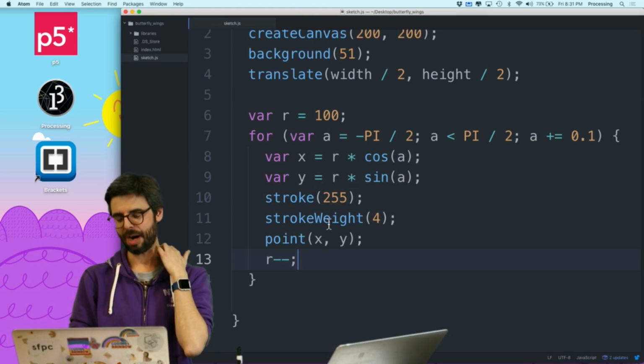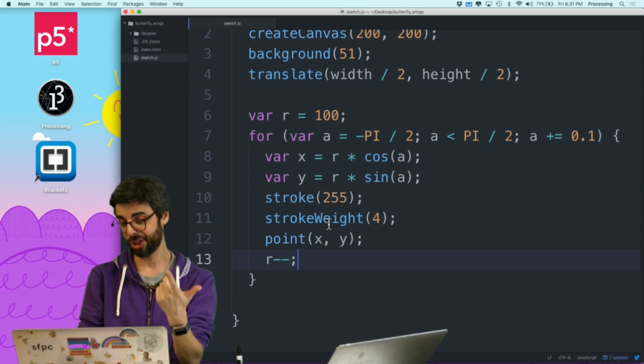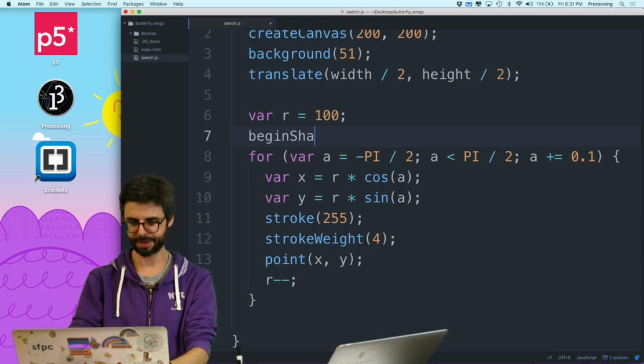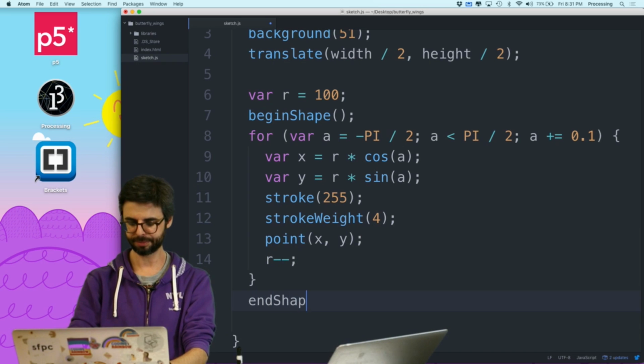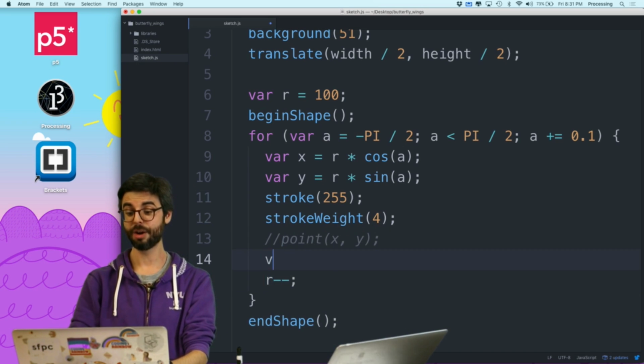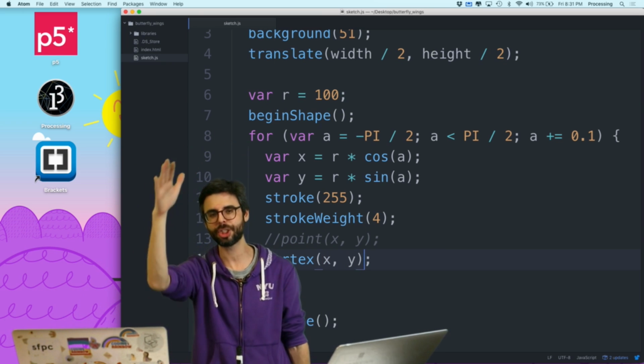Okay. Now, I want this to look more like a wing, so what I'm actually going to do is say begin shape at the beginning and end shape at the end. And then instead of drawing a point, I'm going to say vertex x, y. What that's going to do is make a continuous shape along that path.